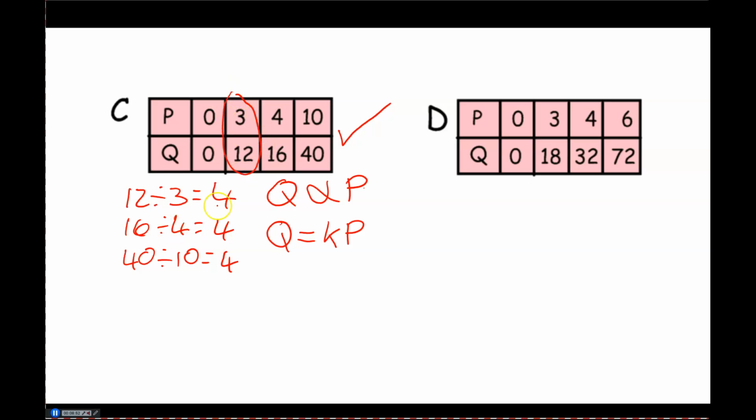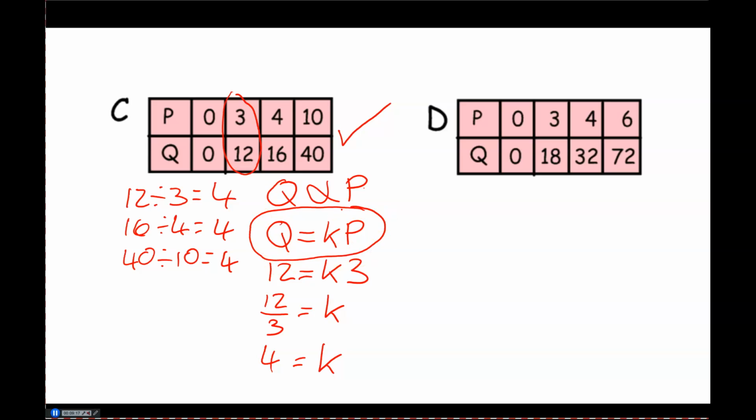So we pick a set of values. You're probably already looking at this and you can see exactly what it's going to be, but we put our values in. So 12 equals our multiplier, our constant of proportionality, and our value of P. So K is equal to 12 divided by 3. So our constant of proportionality is 4. So going back to our formula, we can rewrite it now because we can say Q is equal to 4P. Obviously a very straightforward answer, and you would see that from the table. But that's the process you need to go through.